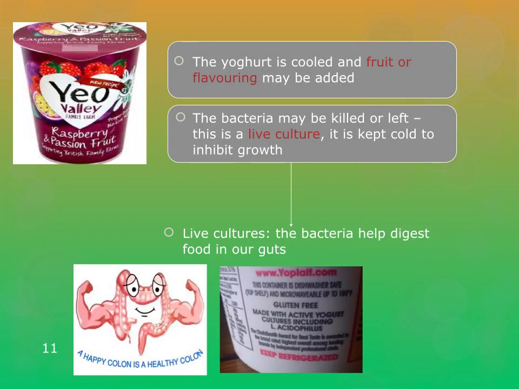The yogurt is then cooled and fruit or flavoring may be added. Now the bacteria can be killed or it can be left. If it's left, we call it live culture, and it's kept cold to inhibit growth of the bacteria. In live cultures, the bacteria can help digest food in our guts, so it is quite helpful.